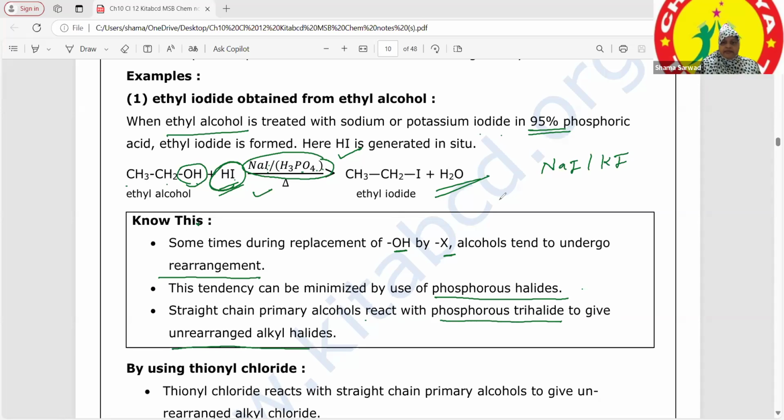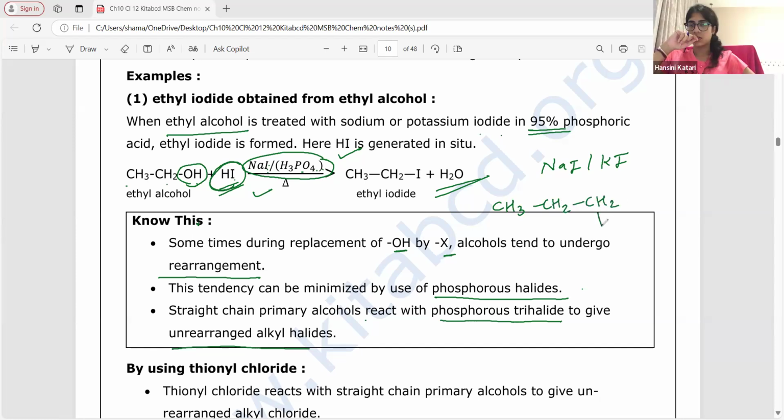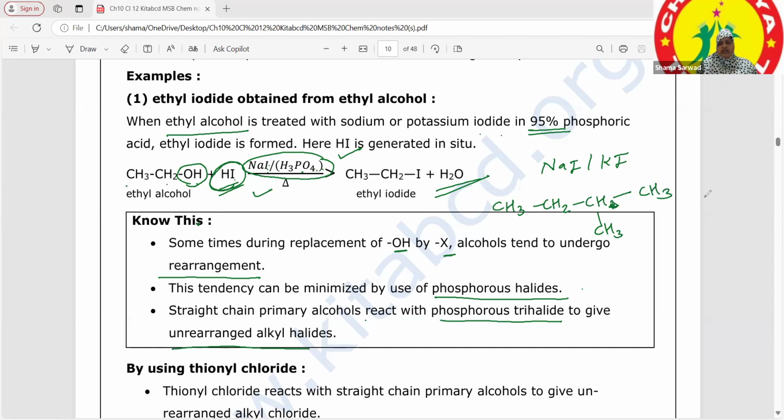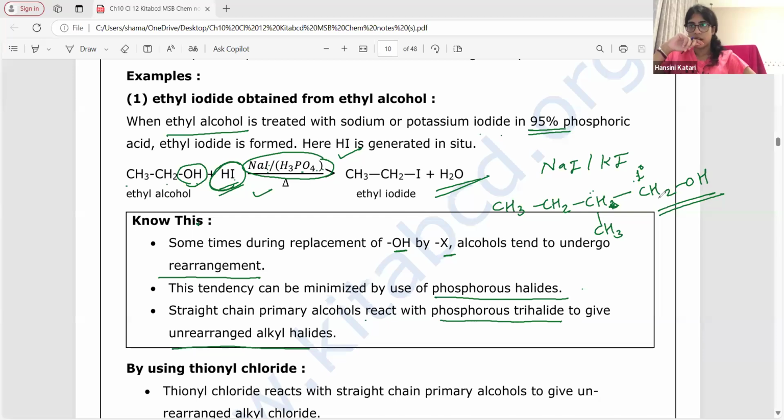Suppose a primary alcohol is there, here CH3, CH2, CH, CH3, and here CH2OH. This is your primary alkyl halide, right? This is a carbon which is attached to only one carbon, so this would be primary, correct? So what happens in this case when this OH would be replaced with the halogen?